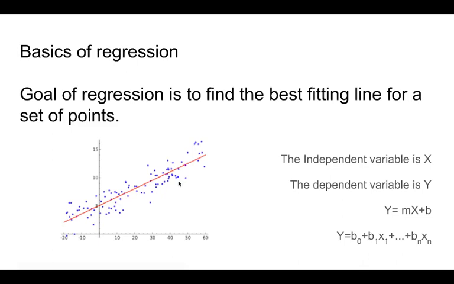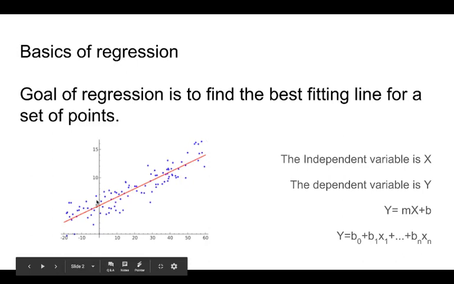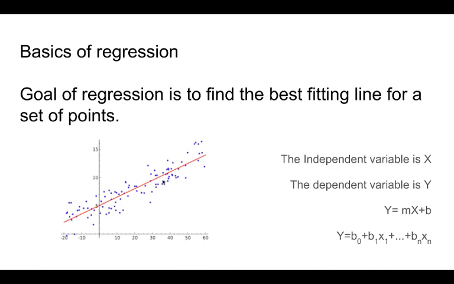You use a bunch of past information, a bunch of past data, you put it into a graph, you find a line, the equation of a line that best fits all that data, and then you can put in new data to predict what's going to happen next.